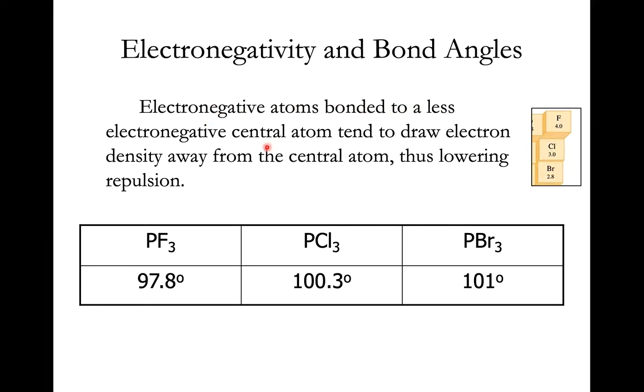Electronegative atoms bonded to a less electronegative central atom tend to draw electron density away from the central atom and lower repulsion. Of this set, we have PF3, PCl3, and PBr3. You notice there's a huge drop in electronegativity as we go from fluorine to chlorine, and then a smaller one as we go from chlorine to bromine. The idea here is fluorine attracts the electrons out onto the fluorines. That makes the bonds themselves less repulsive, and so we get angles that are closer to 90 degrees here.